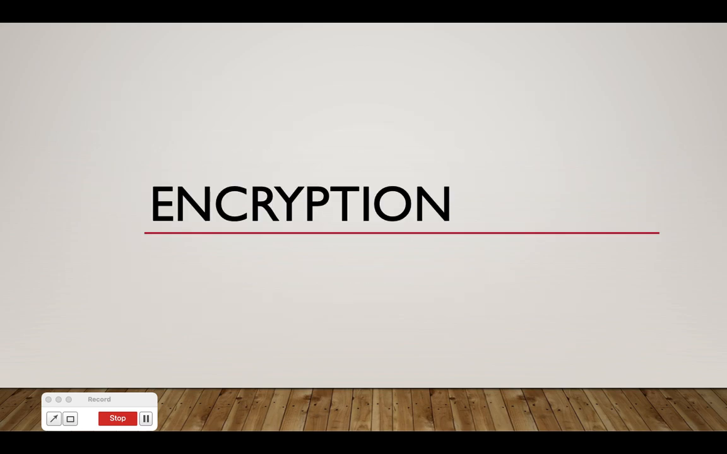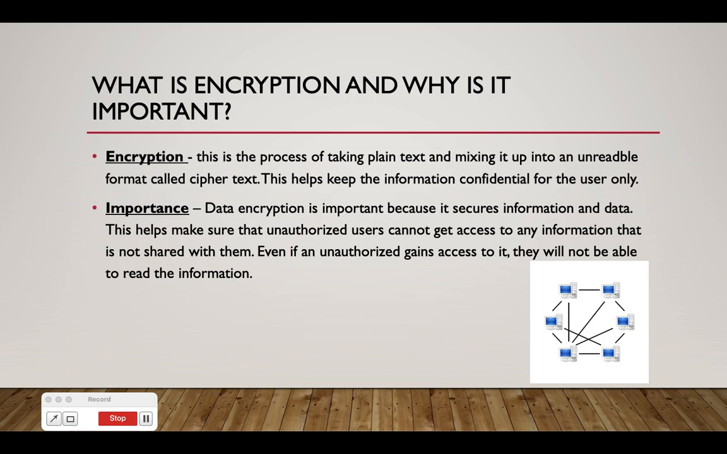Next, we're going to talk about encryption. So what is encryption and why is it important? Encryption is the process of taking plain text and mixing it up into an unreadable format called ciphertext. So basically scrambling up the text. It keeps the information confidential for the user only.